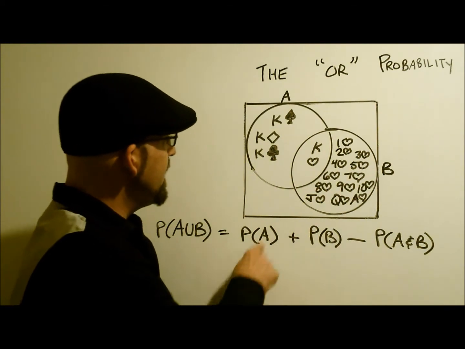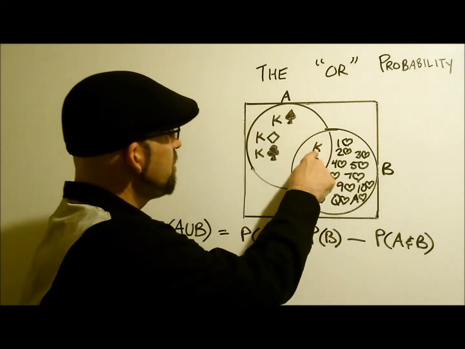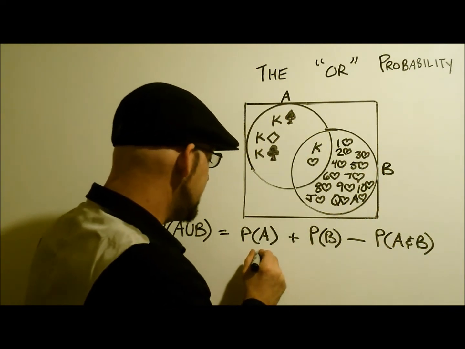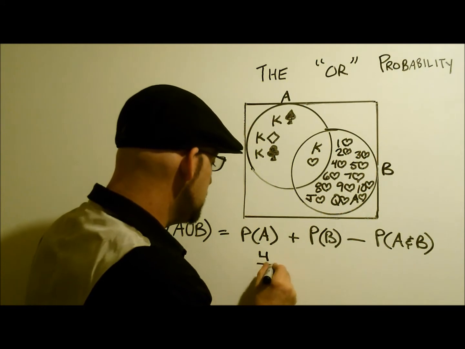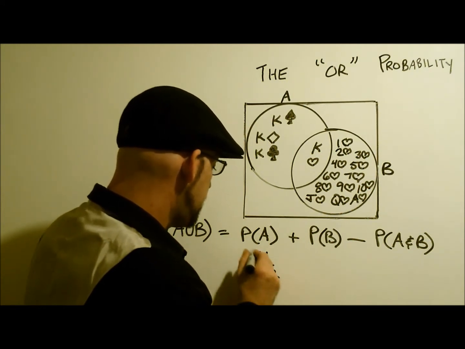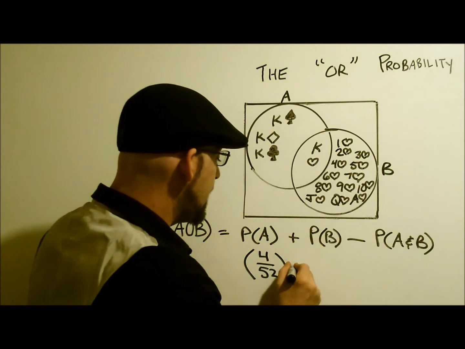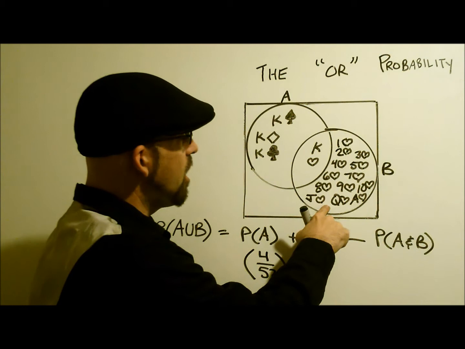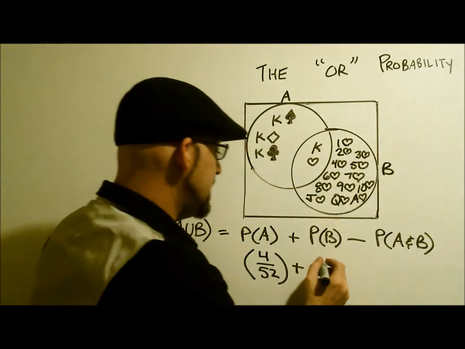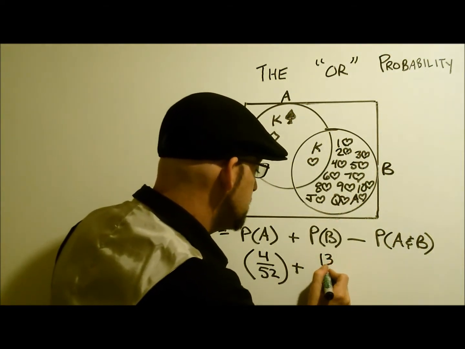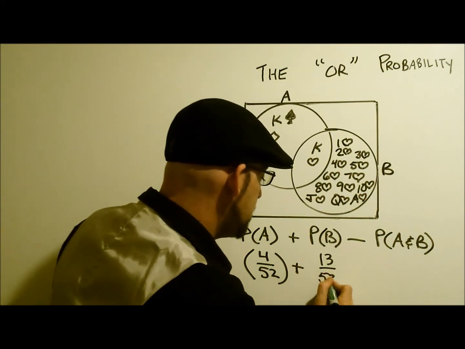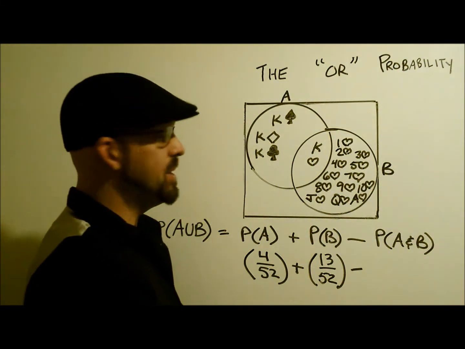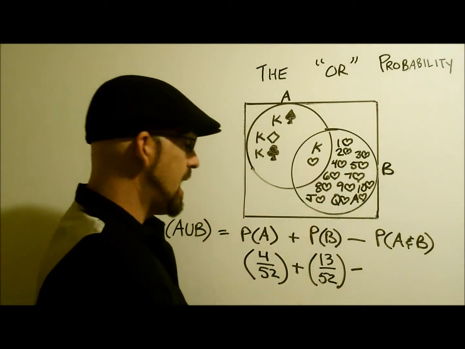So the probability of A is 1, 2, 3, 4 out of 52 total cards in a standard deck. So 4 out of 52 plus the probability of B, hearts, all the hearts, well, that is 13 out of 52. Minus the overlap, A and B. That's only 1 out of 52.